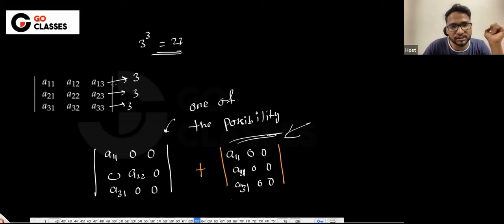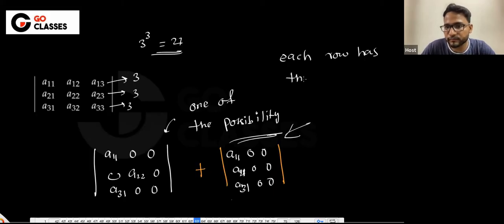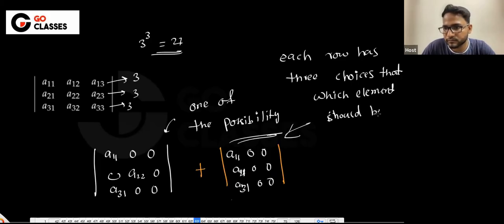Basically, in each row you just take one element. So there are 3 choices for each row, that which element is present. Let me write the same statement that Yuvraj is saying: each row has 3 choices that which element is present. Everyone agree with this? So that is why you have 27 choices.